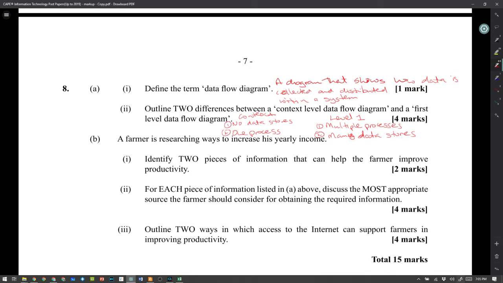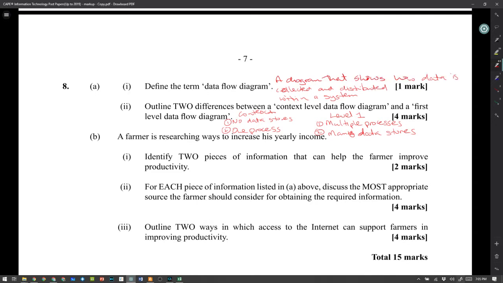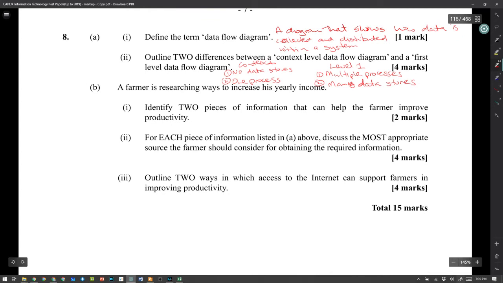A farmer is researching ways to increase his yearly income. Identify two pieces of information that can help the farmer improve productivity. How am I supposed to know how a farmer is going to increase his yearly productivity? That's me knowing about farming. Okay, two pieces of information. One, the best time to plant and harvest. And two, the best fertilizer to use.